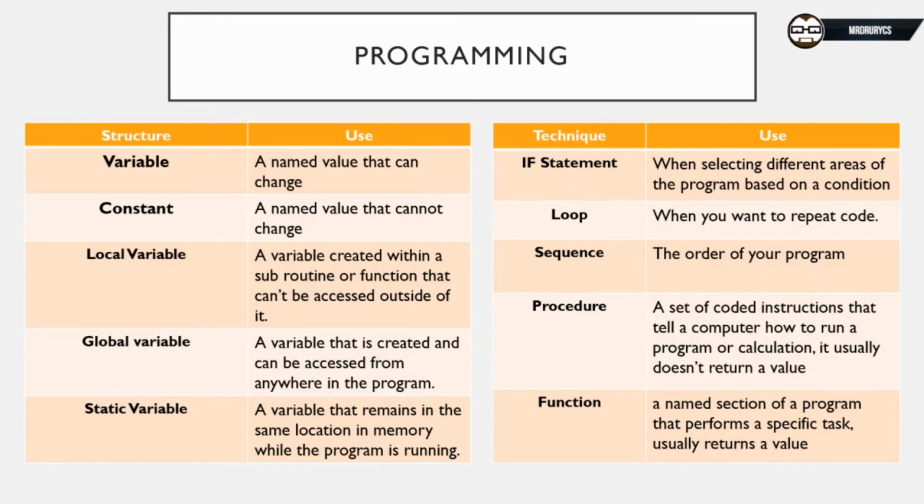A global variable is a variable that is created and can be accessed from anywhere in the program. A static variable remains in the same location in memory while the program is running. And we've got some techniques there. We've got if statement, which is where you select a different area of code based on a condition. A loop is when you want to repeat code. Sequence is the order of your program. A procedure is a set of coded instructions that doesn't return a value. And a function is the same as a procedure, except it does return a value.